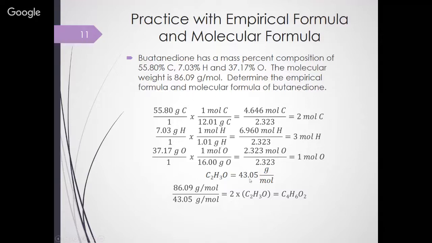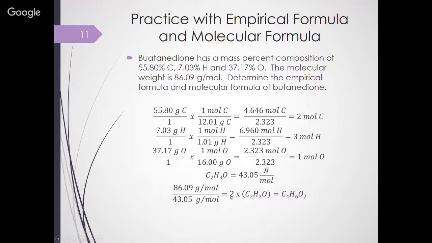Well, I calculate the formula mass of my empirical formula. So 2 times carbon plus 3 times hydrogen plus oxygen gives me 43.05 grams per mole. I'm going to take that number and divide it into the molecular mass, because that's going to tell me the relationship between these two. And dividing, my grams per mole cancels out, and I end up with approximately 2.